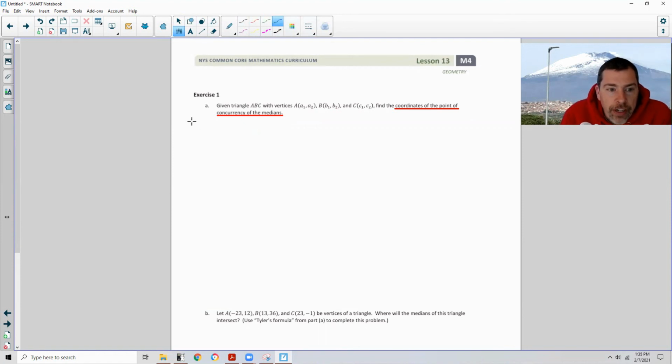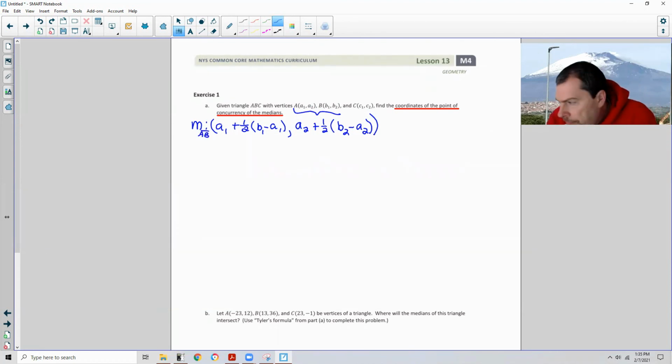So first we need to find the midpoint. With respect to these points here, the midpoint of AB is going to be x sub 1, which is A sub 1, plus 1/2 x sub 2, which is B sub 1, minus x sub 1, comma, y sub 1, which is A sub 2, plus 1/2 y sub 2, which is B sub 2, minus y sub 1, which is A sub 2. And there is the formula for the midpoint of AB.